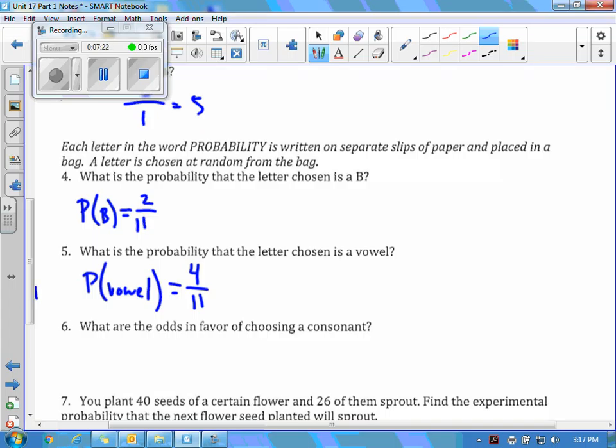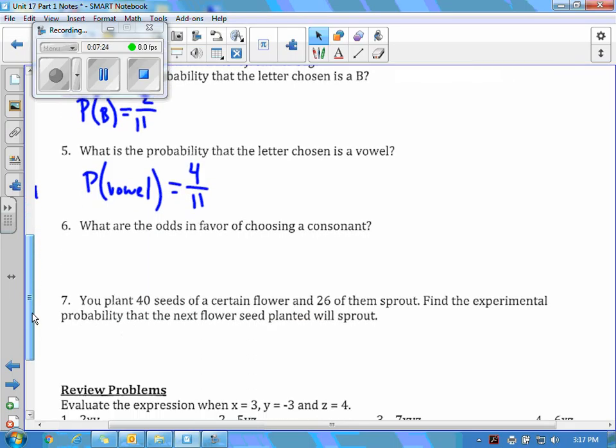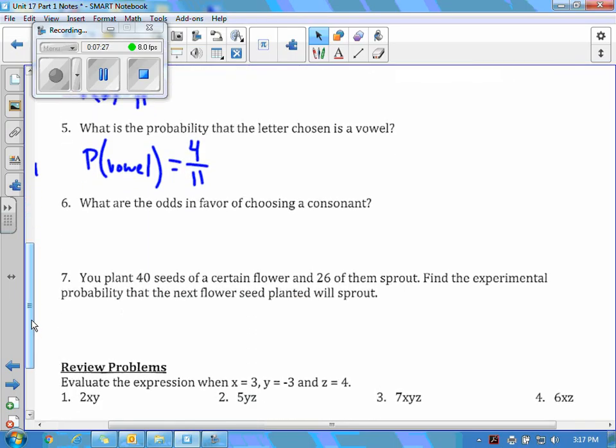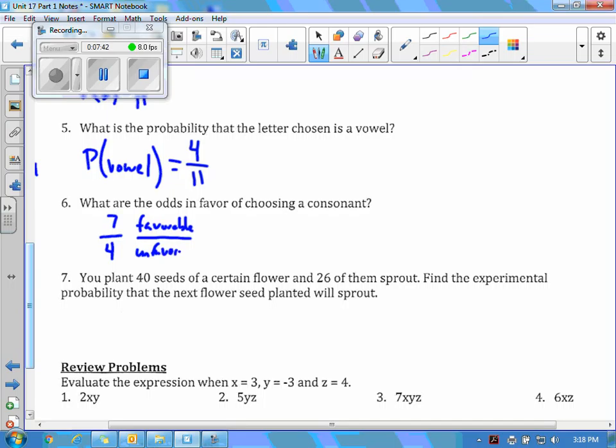For number 6, it says, what are the odds in favor of choosing a consonant? So that's consonants to vowels, so it's favorable to unfavorable. When I count them up, there's 7 consonants over 4 vowels. That's favorable over unfavorable, because it's the odds in favor. If it was the odds against, it'd be the opposite. Now I could also write that 7 to 4 if I wanted, or 7 over 4. When we do odds, they're usually not written as fractions, they're written with the word to.